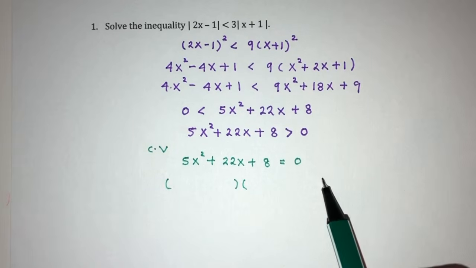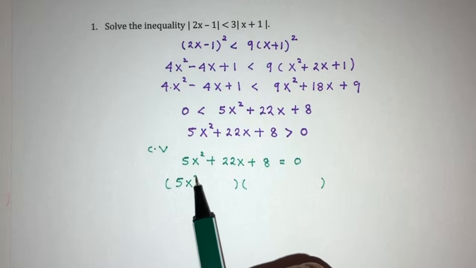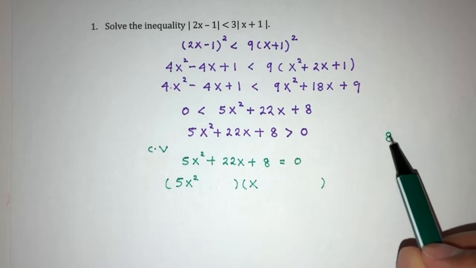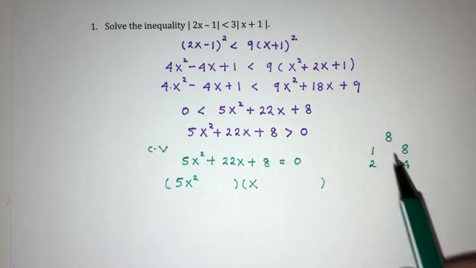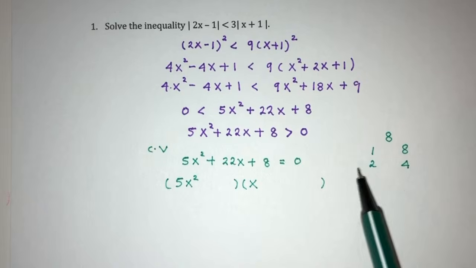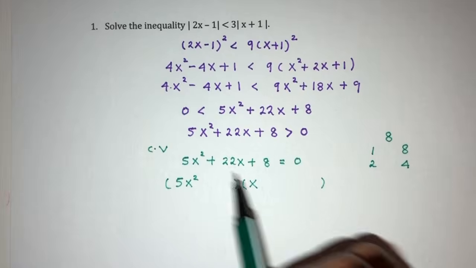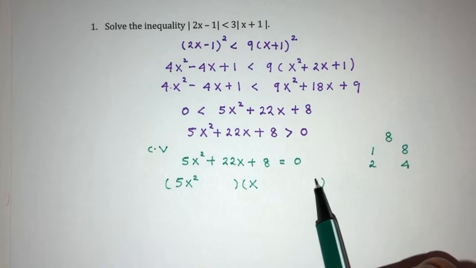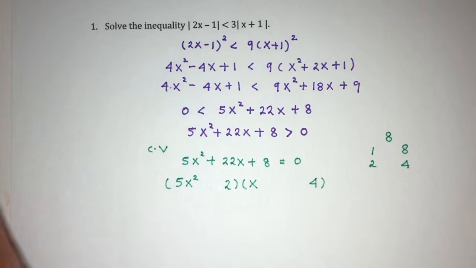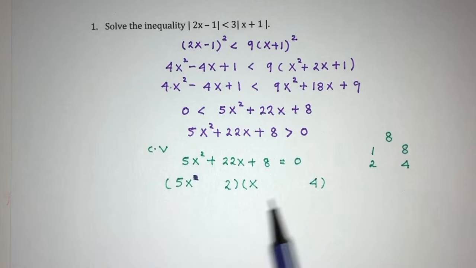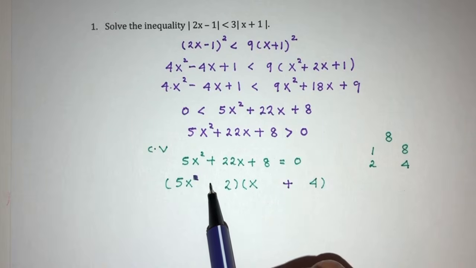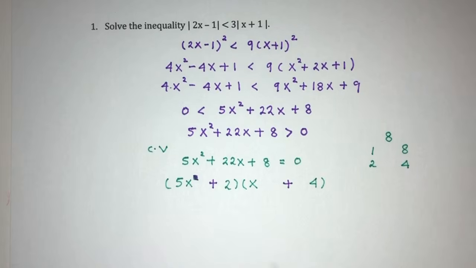Why not? Have 5x and x here. Now 8 is what? 8 is 1 times 8, 2 times 4. Now obviously you have to choose a pair. You can choose this one or this one. In this case, I will choose this one because I need to have plus 22. So I'll put 4 here and 2 here. Now we always multiply in this way. This multiplied by this, and this multiplied by this. So here we need plus 22. So here 5x times 4, that will be plus 20, and then plus 2, that will become plus 22.